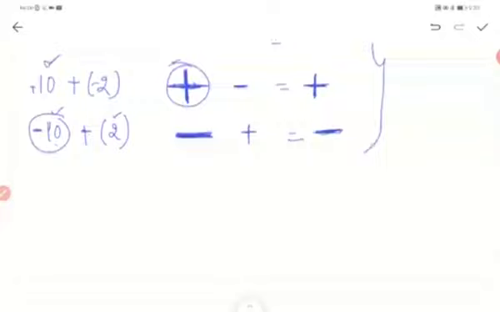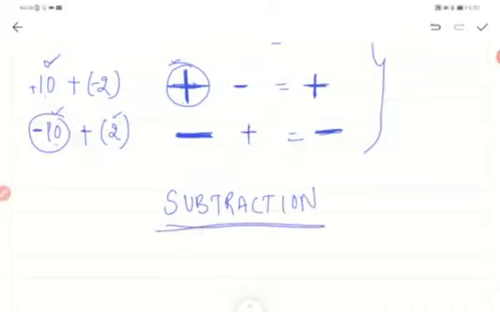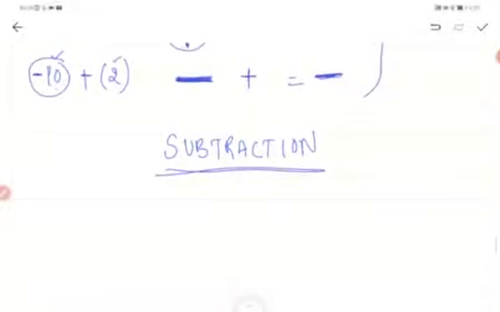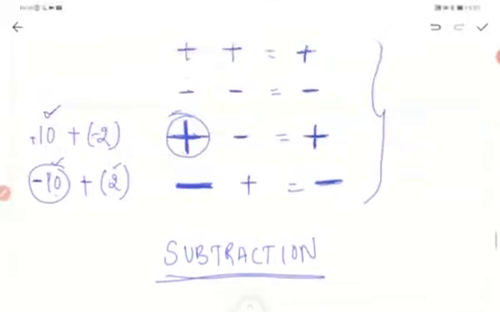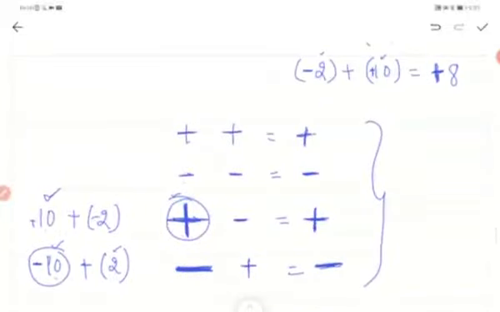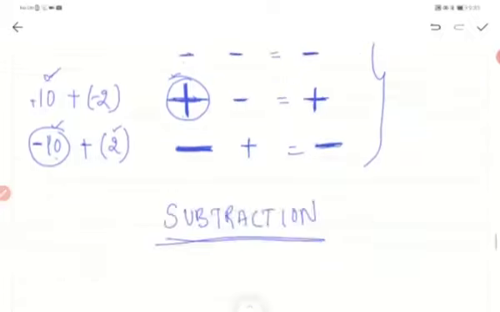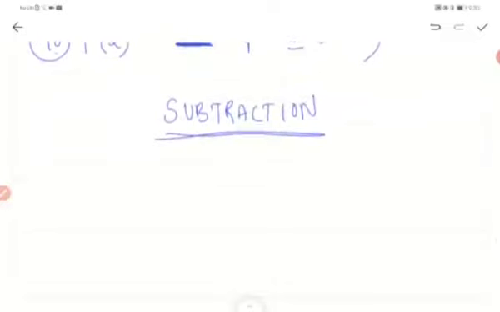Now let's move on to the subtraction of integers. Subtraction is easy. You will convert the subtraction into a sum by taking the inverse, and the rest will be just like addition. The same rules will be applied for subtraction, just one more step you need to do. Let me take some examples.